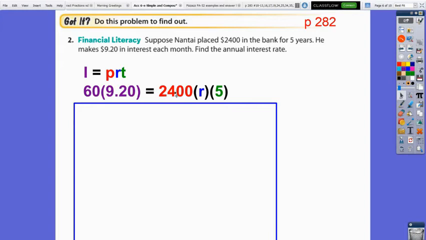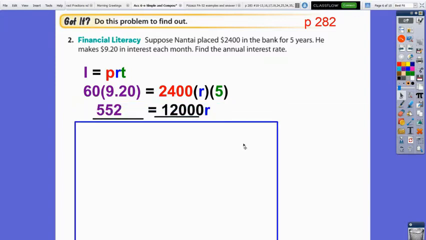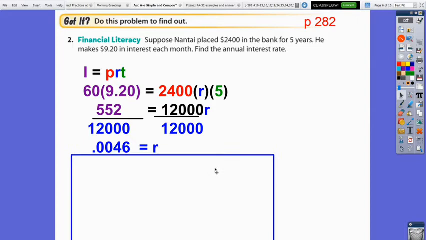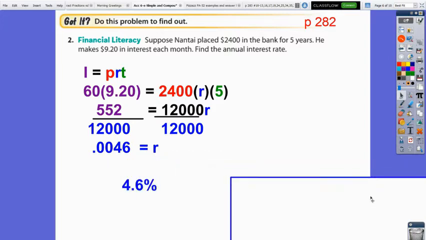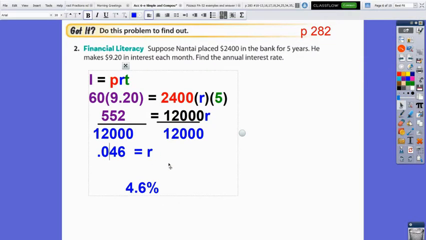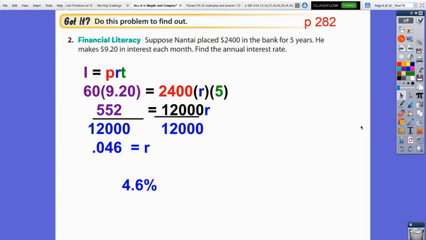That's the interest. The principal is $2,400, and the time is 5, and we're again looking for the rate. So that's $552 in interest that he earned over the 5-year period. 2,400 times 5 is 12,000. So 12,000 times the rate is equal to the $552 total interest. Divide both sides by 12,000, and you get 0.046. That is the rate as a decimal. So the annual interest rate, 4.6%. 0.046 is R. That's 4.6%.